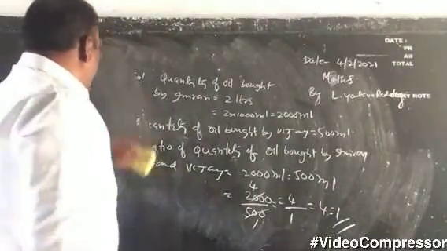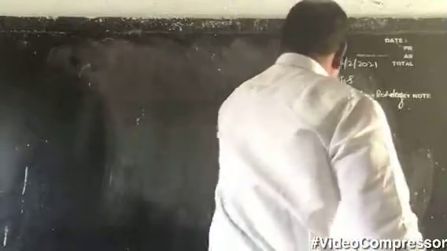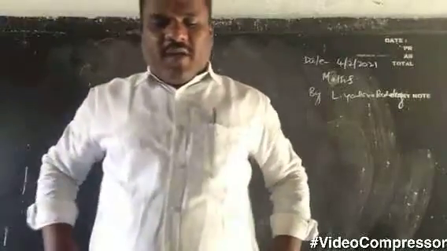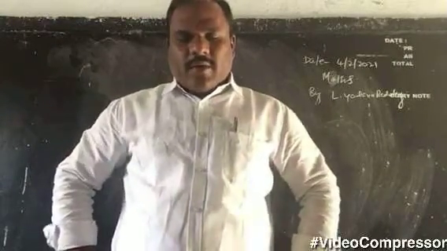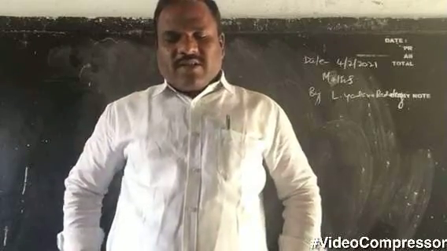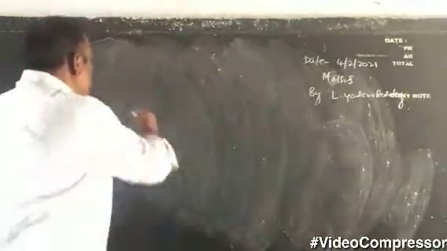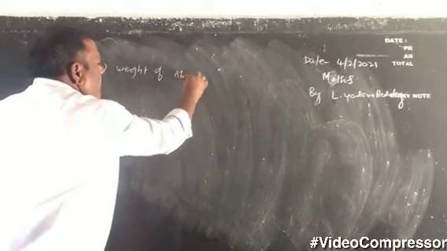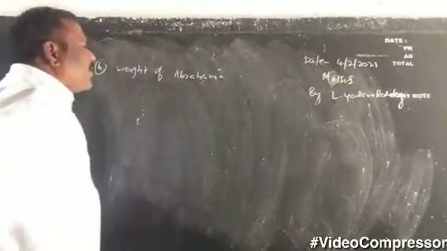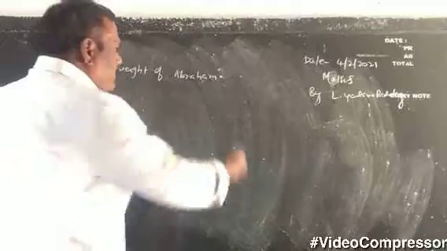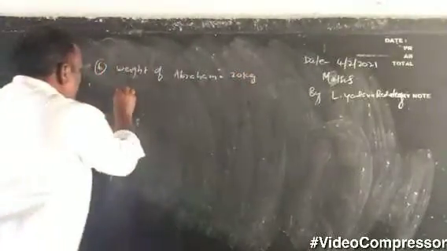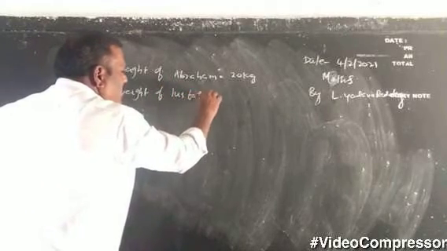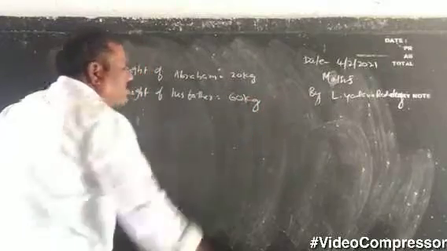And now, question number 6, children. Weight of Abraham is 20 kg and his father's weight is 60 kg. Find the ratio of weight of Abraham and their father expressed in the simplest form. Now, weight of Abraham, how much children here? 20 kg. Weight of his father, 60 kg, children.